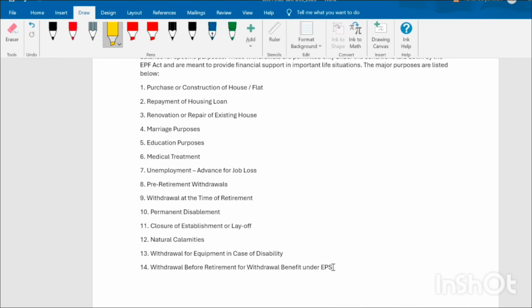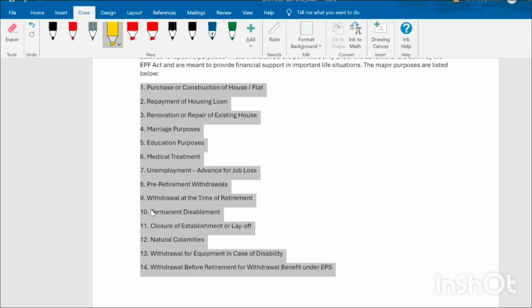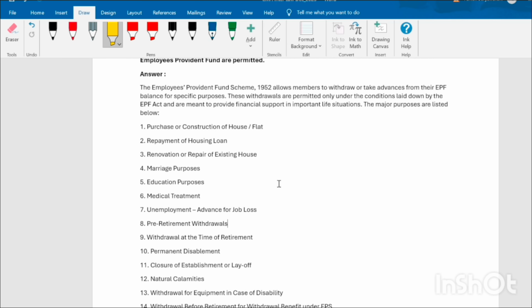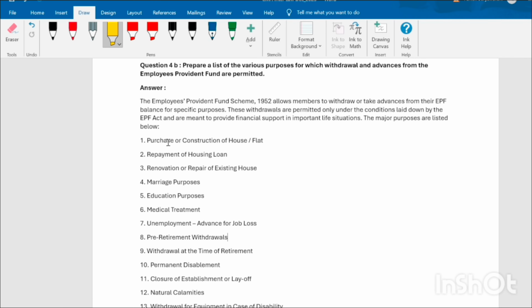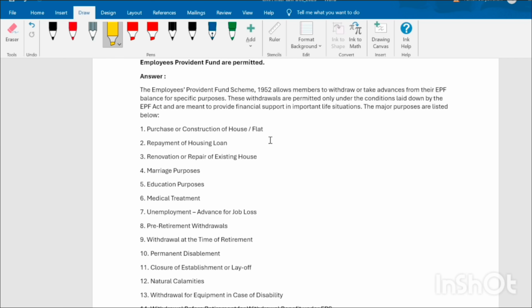I have written here 14 points. You can write any 10 or 12 points in the answer in the question paper in the exam. And yes, remember, add one or two descriptive lines after each point, explaining this point, at least one or two lines, to get good enough marks.